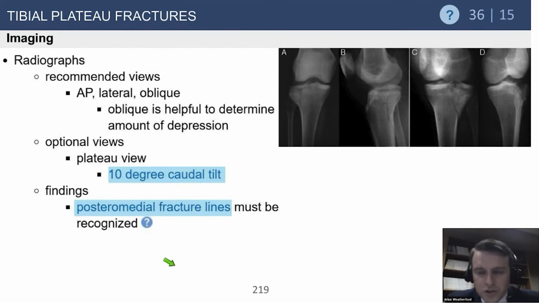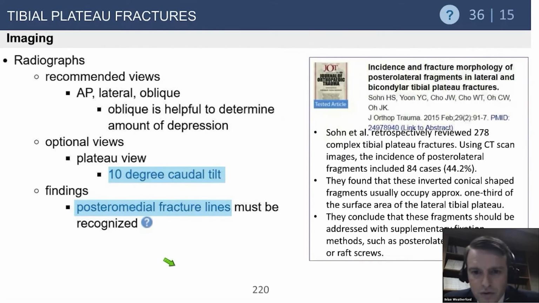It's very important to evaluate for a posterior medial fracture line. There is a high incidence of posterior medial plateau involvement, especially in bicondylar fracture patterns, and these must be recognized. This is something that's been tested previously. Here we go. This is one of the studies that looked at it. There are several studies that look at the fracture morphology and incidence of posterior lateral fragments. So this is posterior lateral. What we meant to have here is actually a study looking at posterior medial.